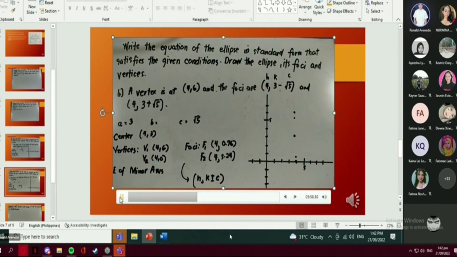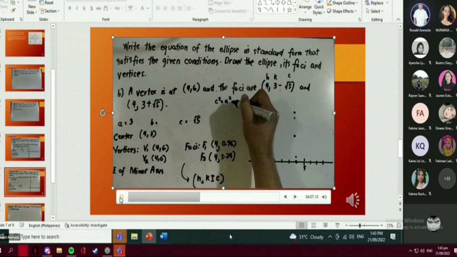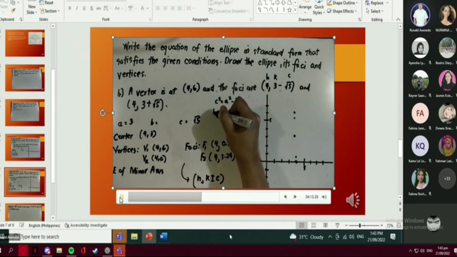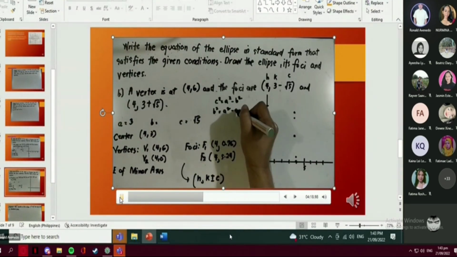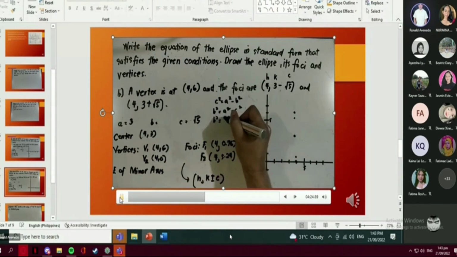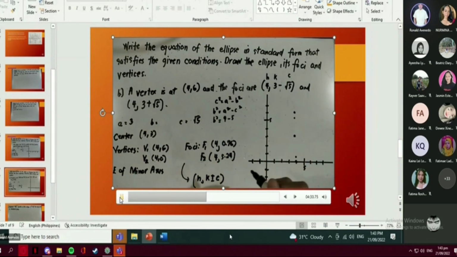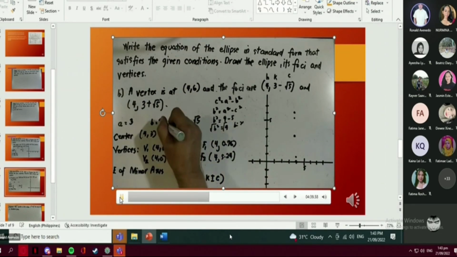So we will now solve for the value of B. Remember that the formula is C square is equal to A square minus B square. And since we're looking for B, transpose B to the left. So B square is equal to A square minus C square. A square is 9, and C square, just cancel the radical sign, which is 5. So this is 4. Extract the root, so B is equal to 2.